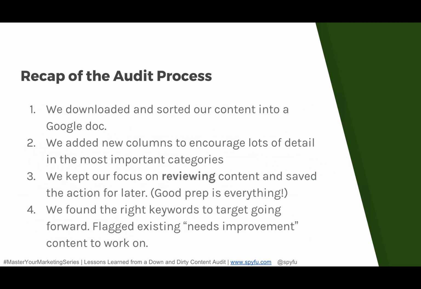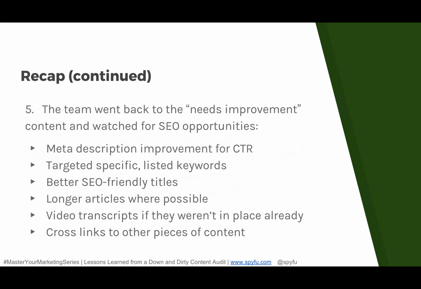So let's do a recap. First, we downloaded all of our content, took an inventory, and put it into a Google Sheet. We added all the columns with lots of details, and then we added in our categories, help column, and so on. We kept our focus on reviewing content and saved action for later. Do you guys recall? I'll ask you this later. We found the right keywords to target and flagged existing content where necessary. And finally, we went back through the needs improvement stuff, and did an on-page SEO audit of those pieces of content.